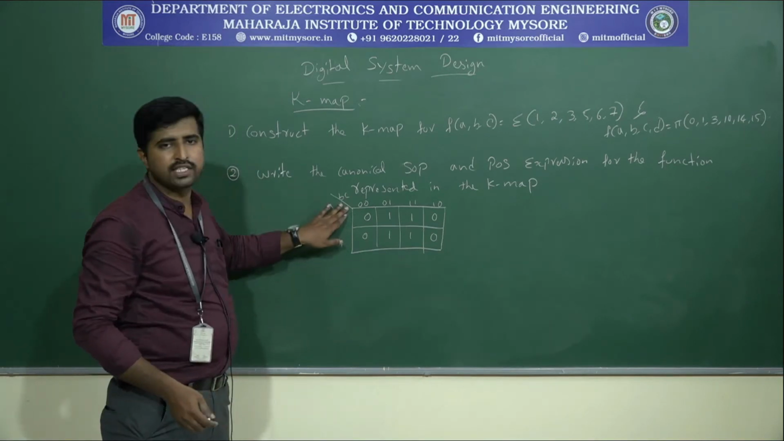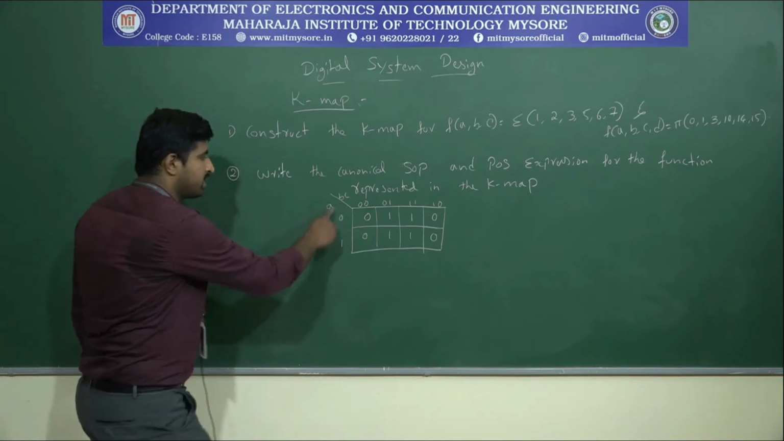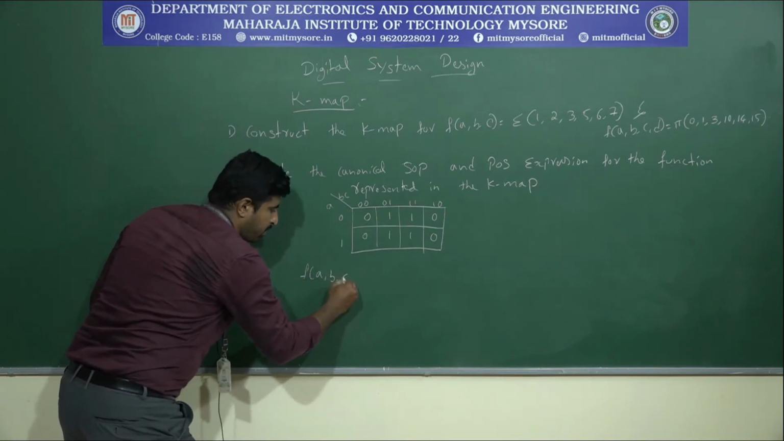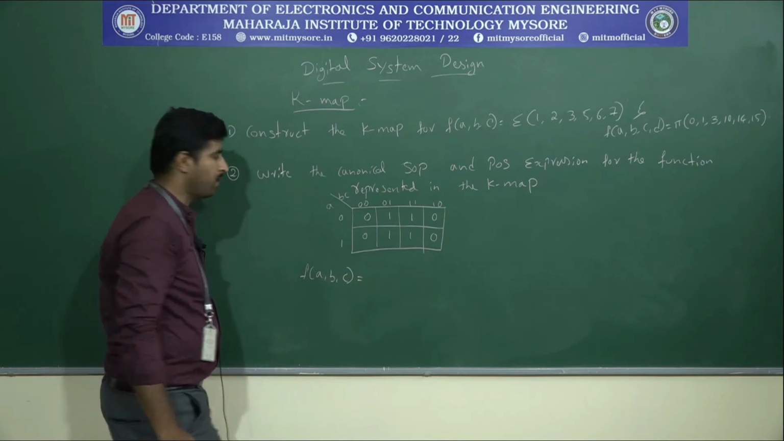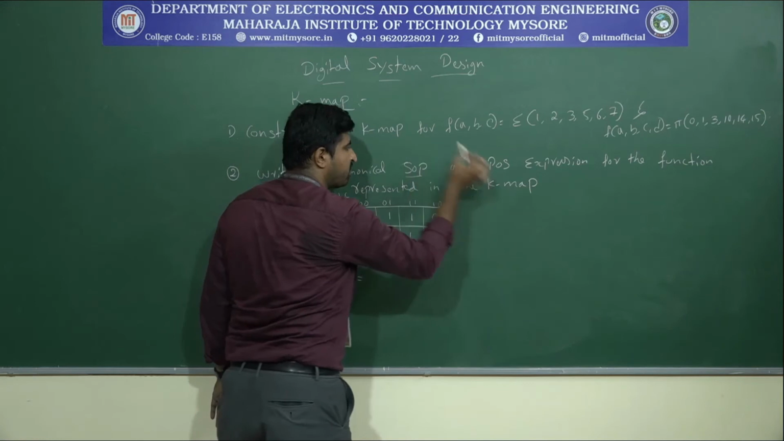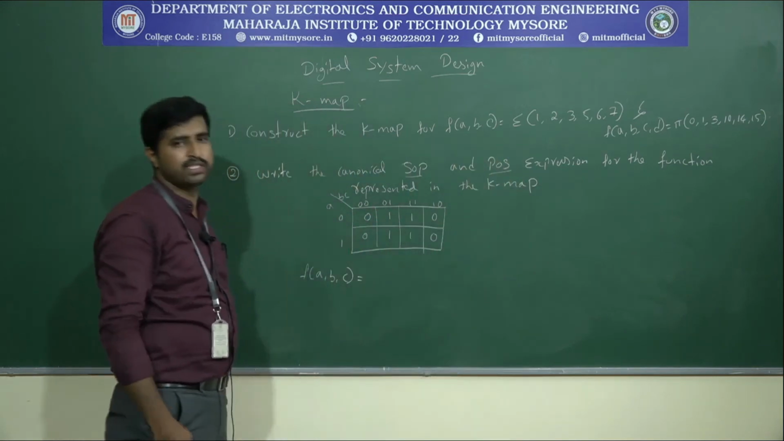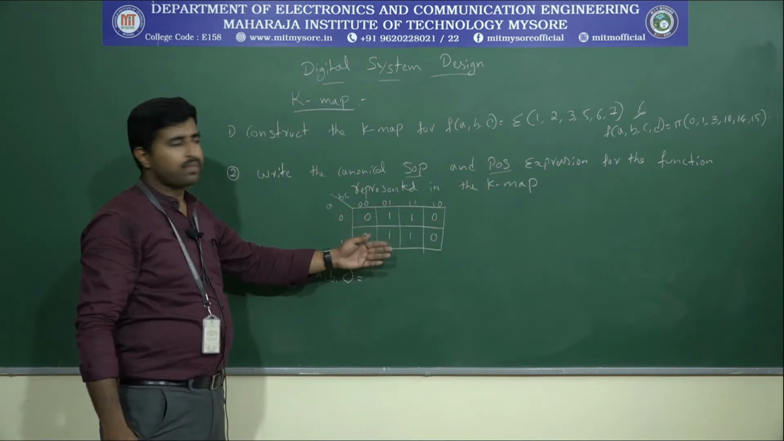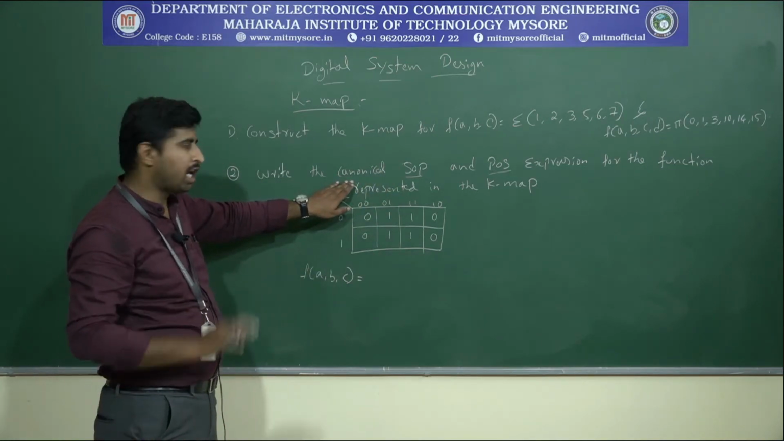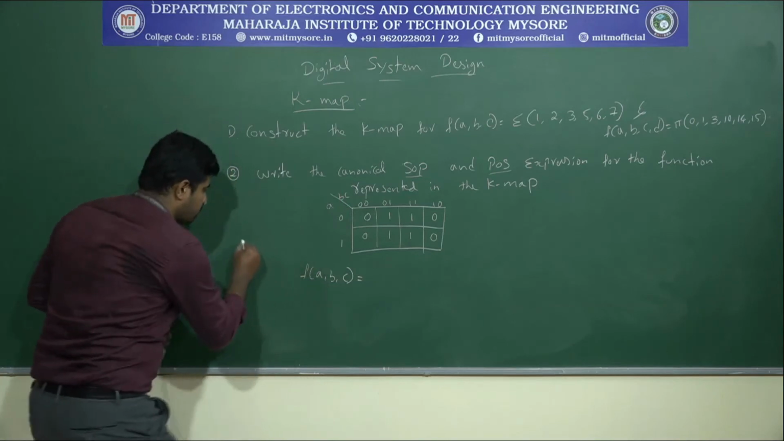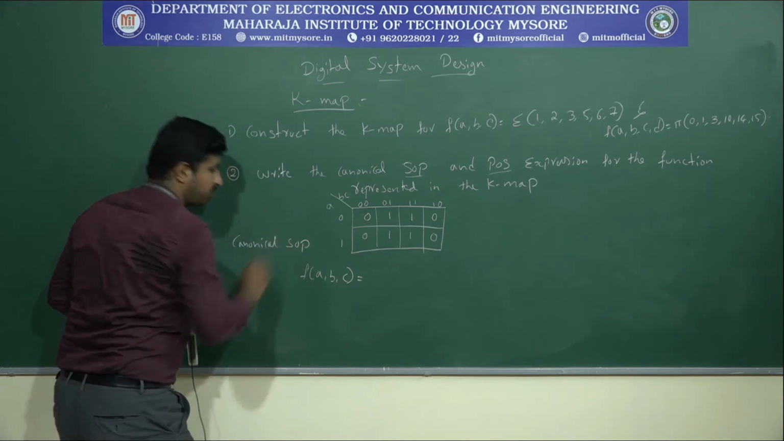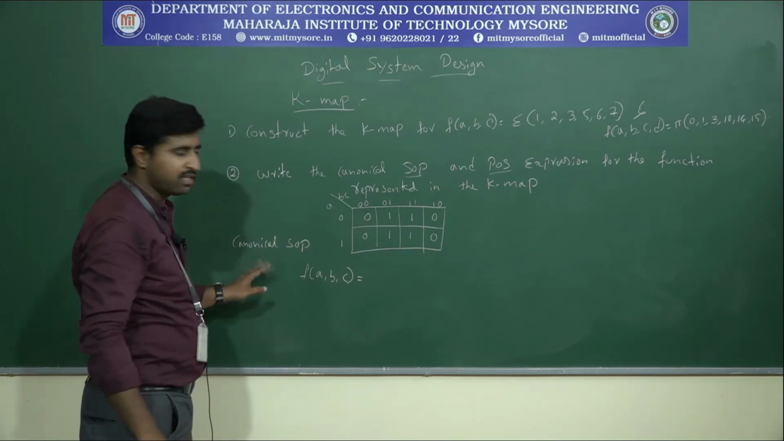So this function is given in a K map. This indicates 3 variables, so we can say f of A, B, C. Since we can write a SOP equation or even a POS equation from the K map, and here they have asked for a SOP, first let's consider the canonical SOP equation. So canonical SOP I am going to write first.